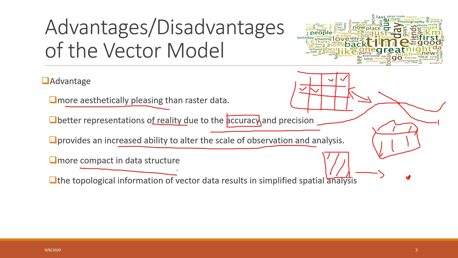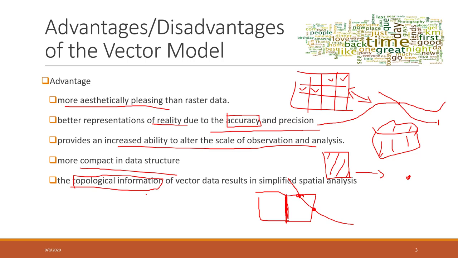And the data structure can be more compact, so that will save your disk space. Vector data tend to be smaller than the raster dataset. And also vector data maintain the topological information. Topological information is the relationship of those spatial features. For example, we have two polygons, and those two polygons may share the same line feature. And also we have a road that intersects with this polygon. So the road line feature and the polygon feature may share this point. Those relationships are what we call the topological information.